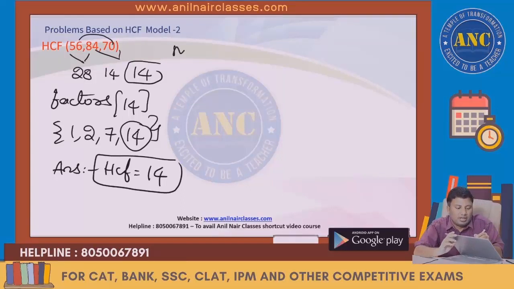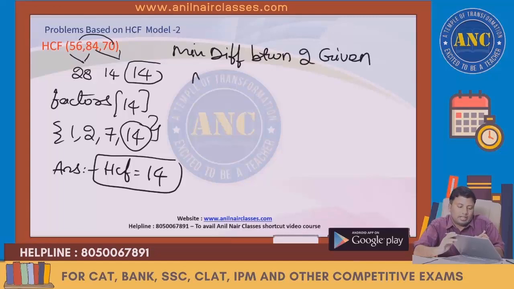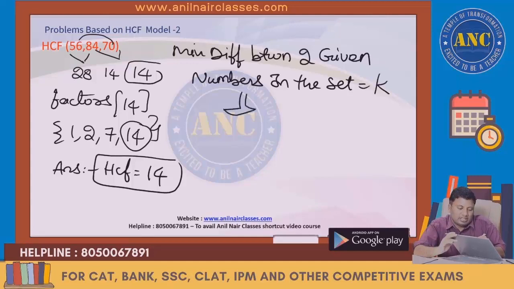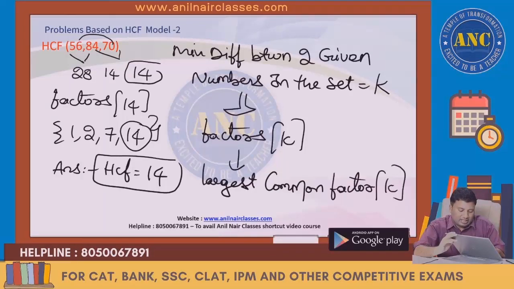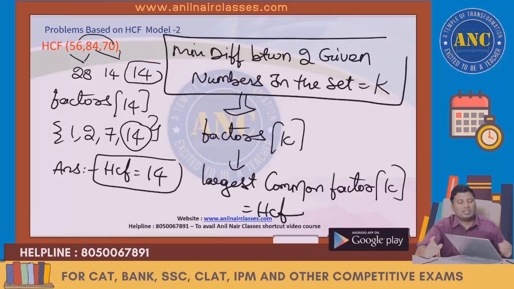Minimum difference method: take the minimum difference between two given numbers in the set. Let me call it k. Next, find the factors of k. Take the largest common factor for k. That itself is nothing but the HCF. Minimum difference between two numbers in the set. Very interesting concept we are going to discuss.